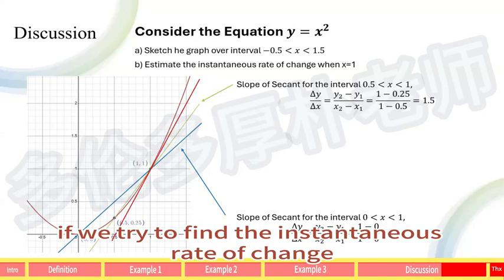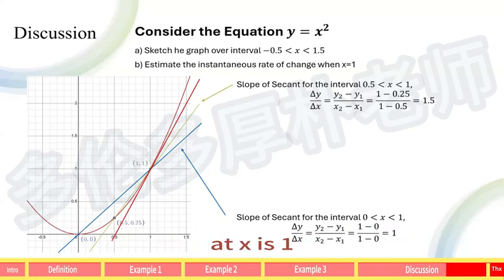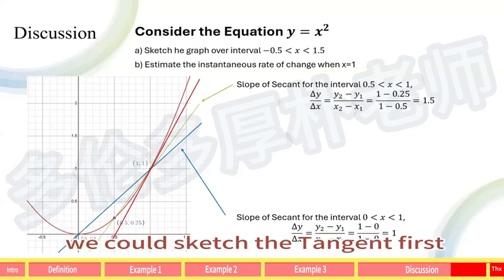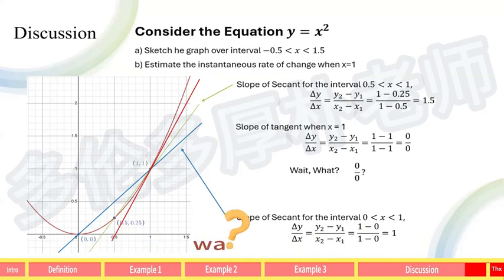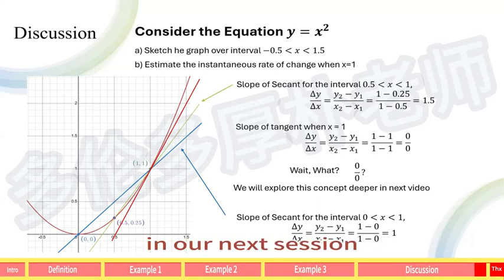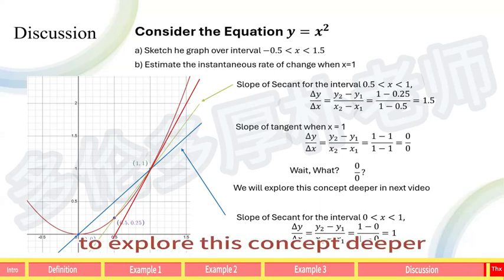What if we try to find the instantaneous rate of change at x equals 1? We could sketch the tangent first by using the same formula, which gives us 0 over 0. Wait, what? 0 over 0? That's undefined. In our next session, we will talk about the limit to explore this concept deeper.